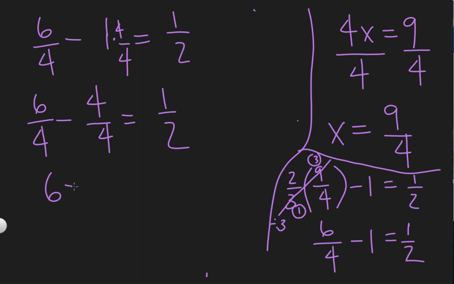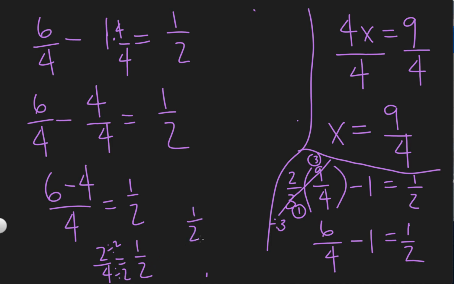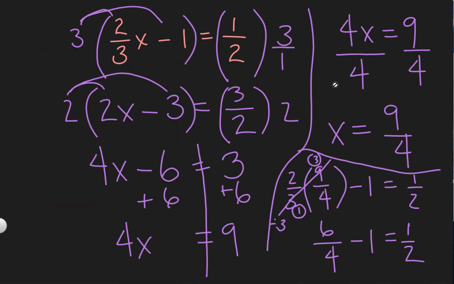And we get 6 minus 4 over 4 equals 1/2, or 2 over 4 equals 1/2. 2 over 4 can be simplified. They're both divisible by 2, and this gives me 1/2 equals 1/2. So that's true, which means my solution, which was over here somewhere, x equals 9 over 4 is my solution. Sorry, that one got a little spread out.